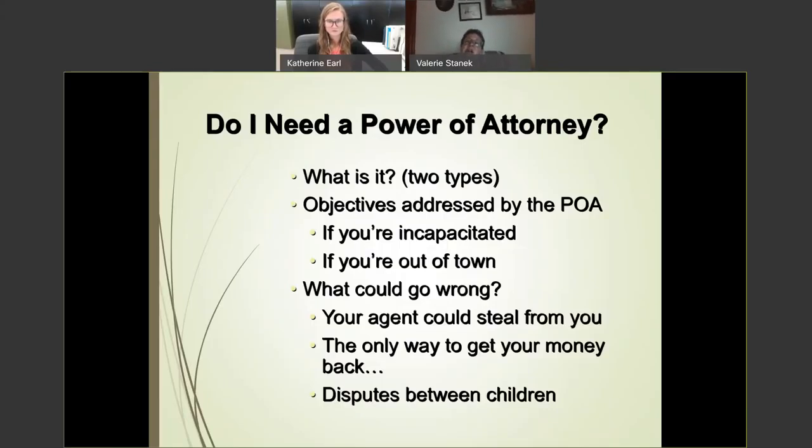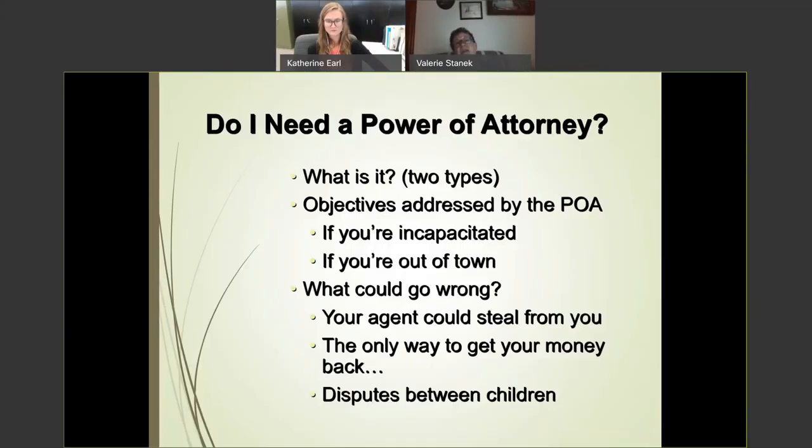The objective that is addressed by a power of attorney is handling, again, your assets if you're incapacitated or out of town. The question is, and that sounds great, right? That sounds like it solves some problems. However, there are some things that could go wrong. So there are pros and there are, of course, cons.